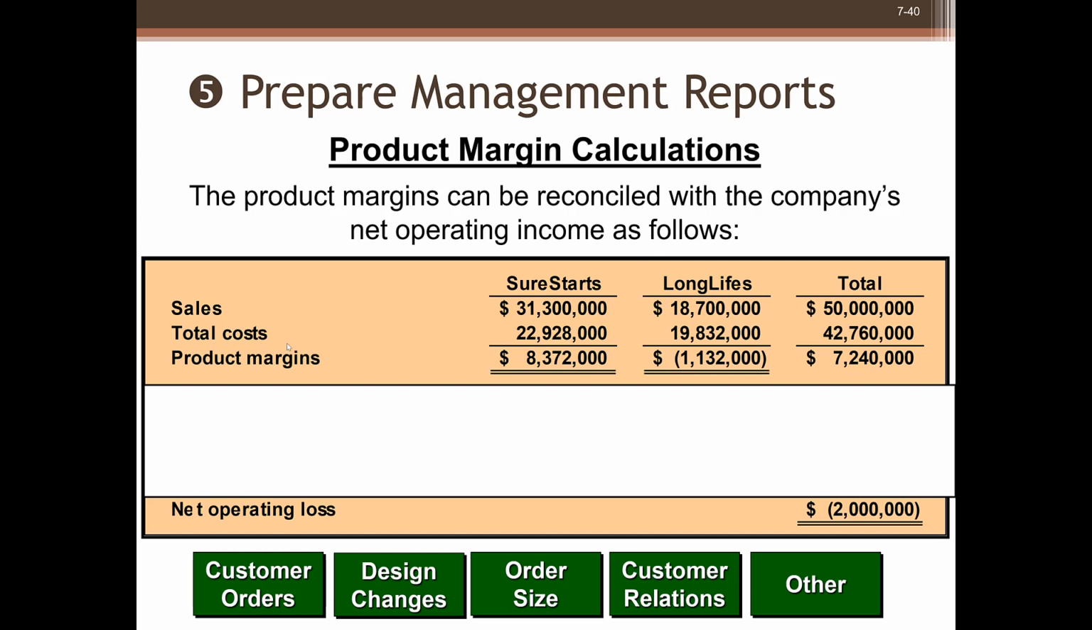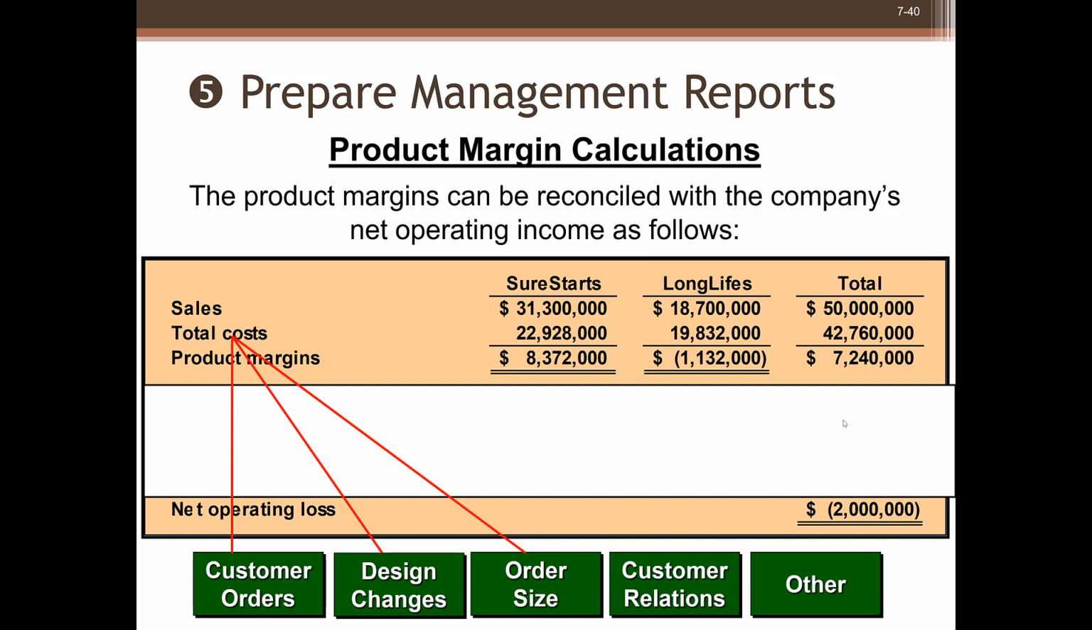For overhead cost assigned to Short Starts and Long Life using ABC, we assigned overhead cost from custom orders, design changes, and order size activity cost pools. But for customer relations and other, we did not assign them to products. And to reconcile product margins with the company's net operating loss, then we should include those two costs as well.